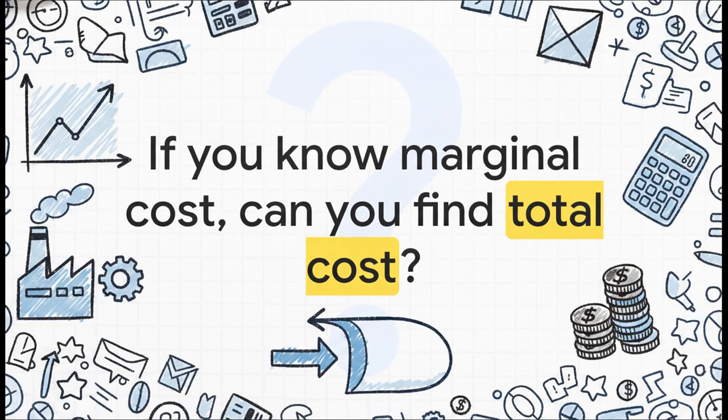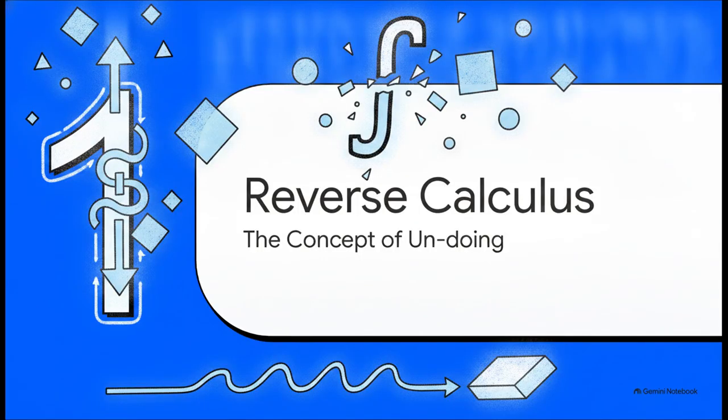Let's kick things off with a real-world problem that proves exactly why we need to learn how to reverse a mathematical rate of change. Imagine you're looking at a business, right? You don't have their total cost spreadsheet, but you do know precisely how fast their costs are changing with every single new unit they produce. So here's the big question. If you only have that rate of change, can you somehow build back the original picture and figure out their exact total cost?